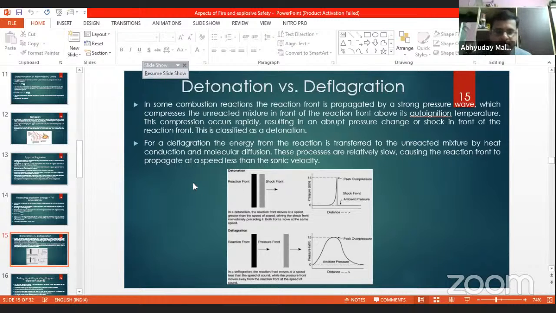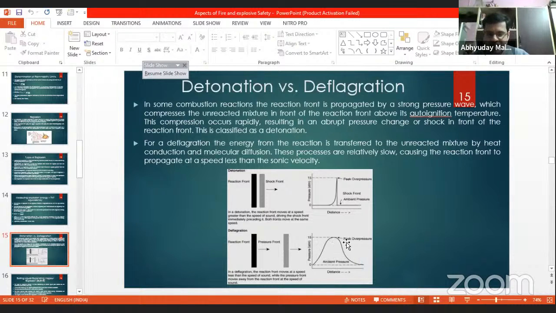And for deflagration, what happens is the energy from the reaction front is transferred to the unreacted mixture ahead of the reaction front, generally by molecular diffusion or by heat diffusion or heat conduction. And because these diffusive processes are very slow, the reaction front propagates at a very slow speed, that is, a speed less than the speed of sound. And in front of the reaction front, the compression of the unreacted zone is not that abrupt. And the rise in pressure happens gradually over a large distance. As you can see, the curve is a flatter curve.